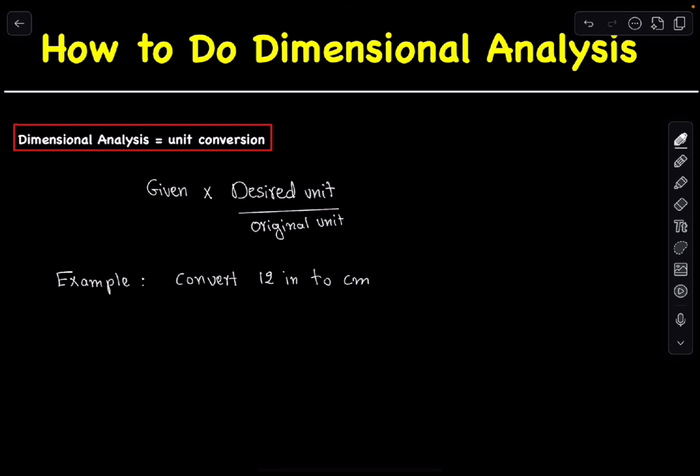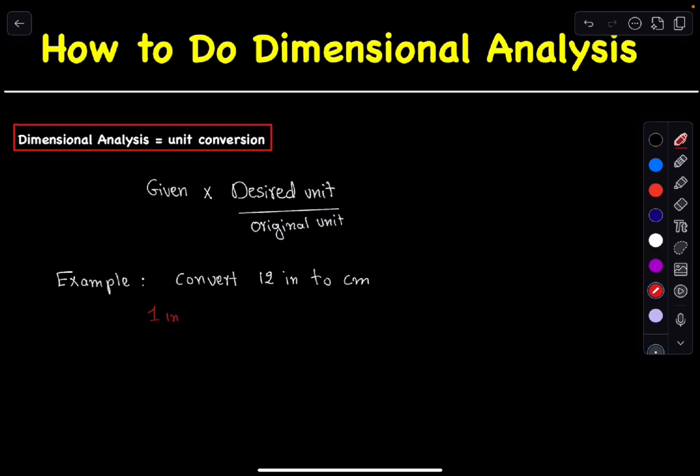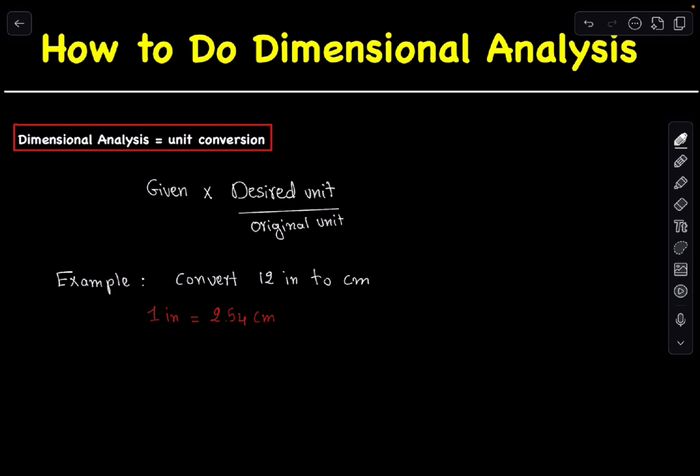In this example, we'll convert 12 inches to centimeters. We know 1 inch is equal to 2.54 centimeters. This information is usually given to you on a quiz. It's not something you need to memorize.